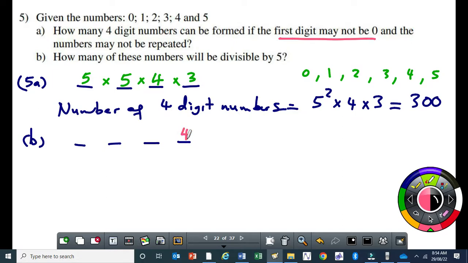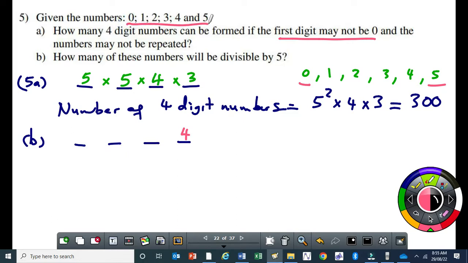4, 9. 4 from these 6. We can't put a 0, we can't put a 5. So there are only 4 possibilities in that position. Okay, so basically we are using 300, but also those numbers that were given. Yes. Remember, we are still using these digits.